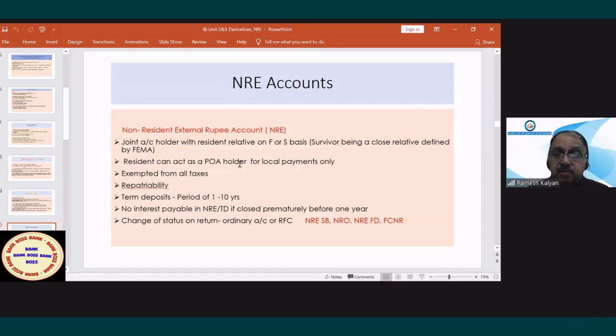It is exempted from all taxes. As I know, NRA accounts are repatriable anytime. The period is 1 to 10 years. Then this is what they can ask: change of status on return. This they can ask as a case study.